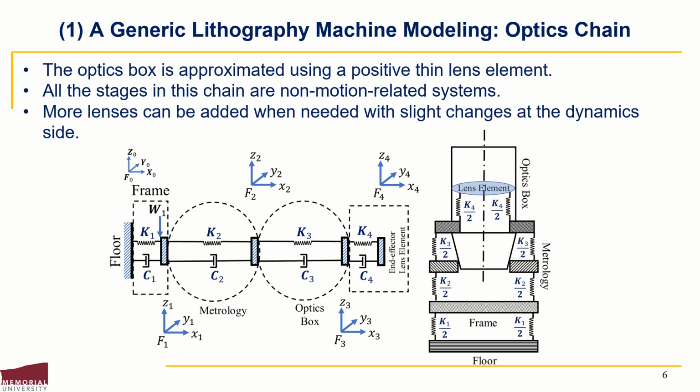Moreover, more complicated models can be obtained by considering each individual lens element. This can be achieved by assigning a fixed body frame at each lens element.